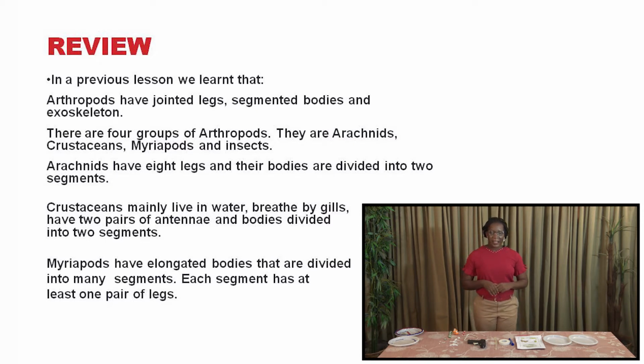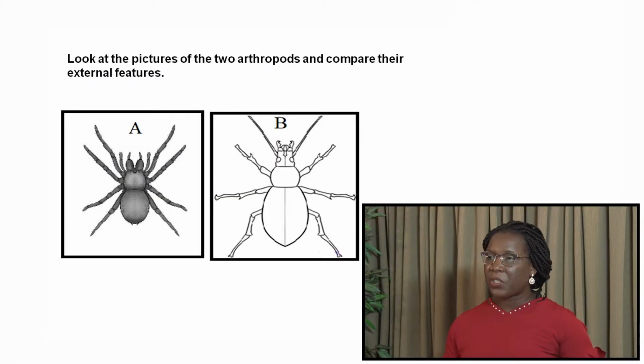Arachnids have 8 legs, and their bodies are divided into 2 segments. Crustaceans mainly live in water, breathe by gills, have 2 pairs of antennae, and bodies are divided into 2 segments. Myriapods have elongated bodies. They are divided into many segments. Each segment has at least 1 pair of legs. Look at the pictures of the 2 arthropods and compare their external features.